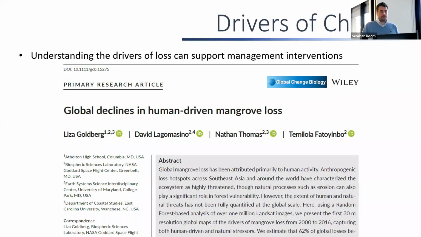I'm going to move on now to another important factor, which is the drivers of change. So understanding the drivers of loss can support management interventions. And until recently, the availability of information hampered our ability to do that, which was generally either regionally specific or at a coarse scale. That was until this really excellent paper by Liza Goldberg and colleagues from NASA, who looked at human-driven mangrove loss across the global extent.